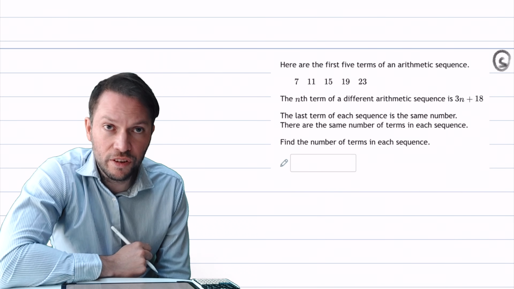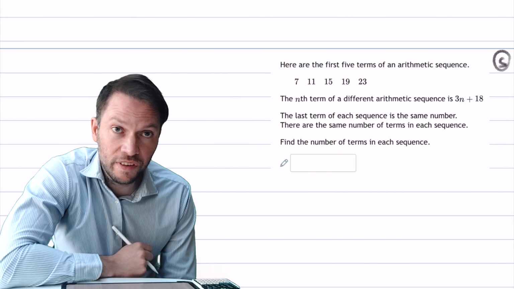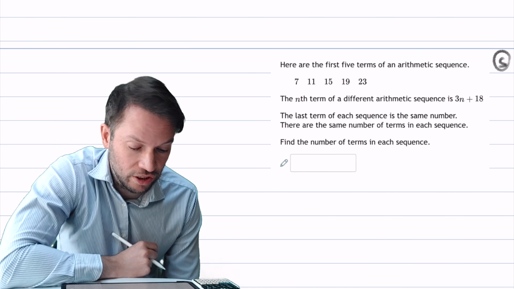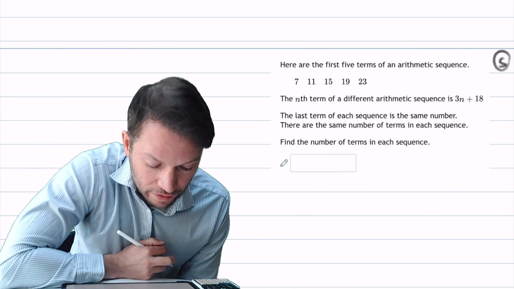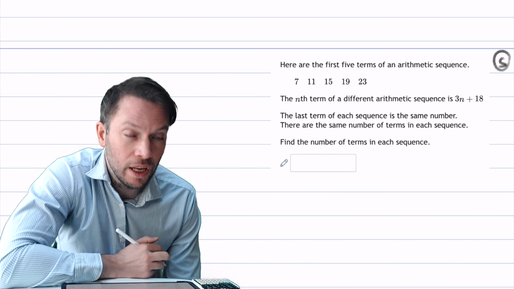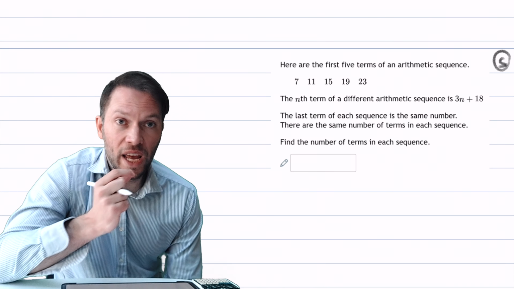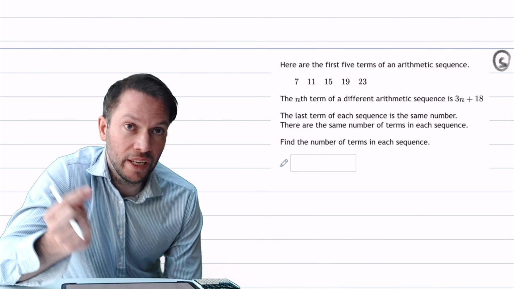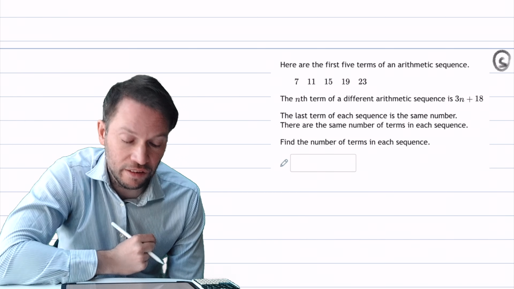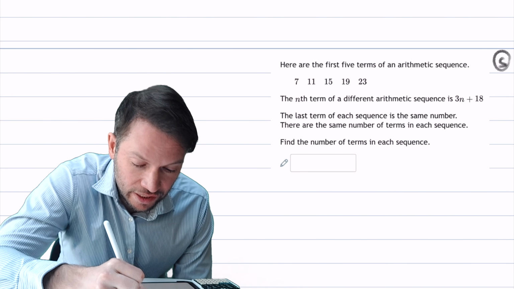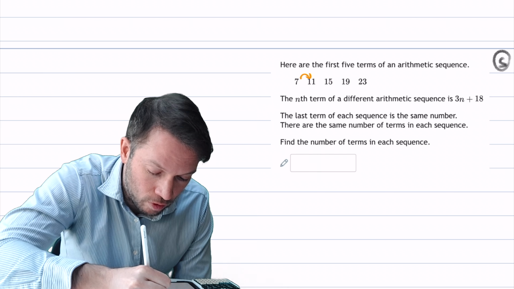In this video, we're going to solve a problem involving sequences. We're going to form and solve an equation. Now we're told here are the first 5 terms of an arithmetic sequence. Arithmetic sequence, by the way, just means that we're adding or subtracting the same number each time to get from one term to the next term of the sequence. So in this particular sequence, we can see we're adding 4 each time.